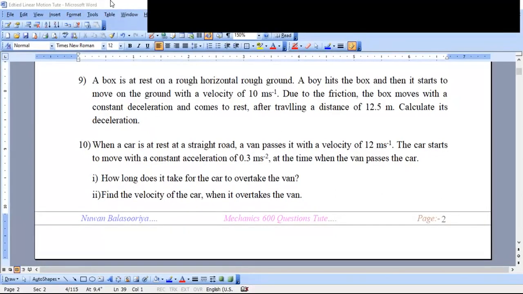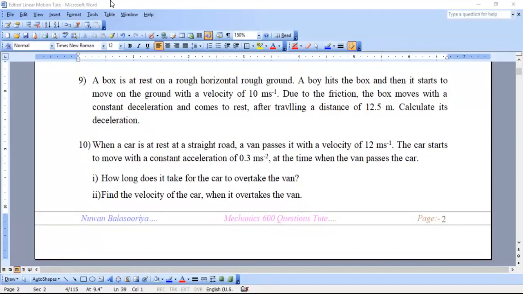When a car is at rest at a straight road, a van passes it with a velocity of 12 meters per second. The car starts to move with a constant acceleration of 0.3 meters per square second at the time when the van passes the car. How long does it take for the car to overtake the van? Find the velocity of the car when it overtakes the van.